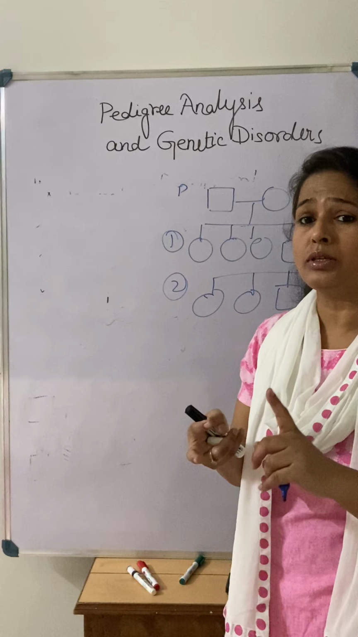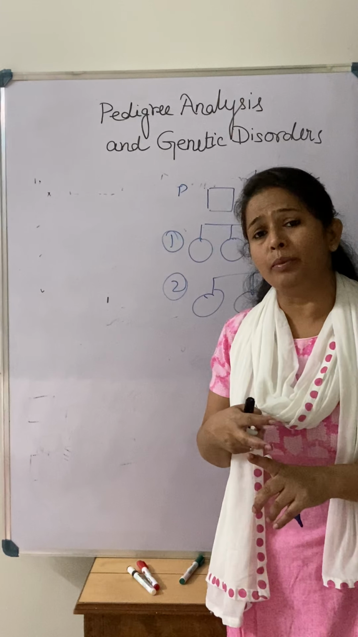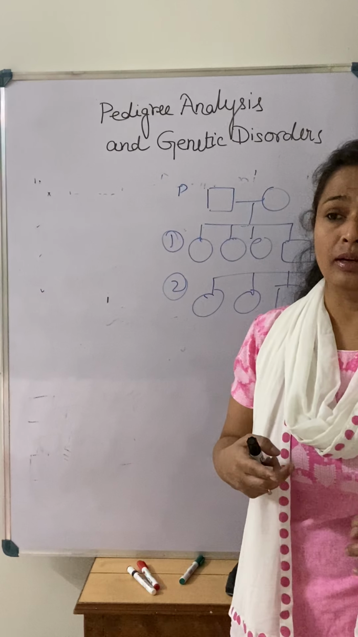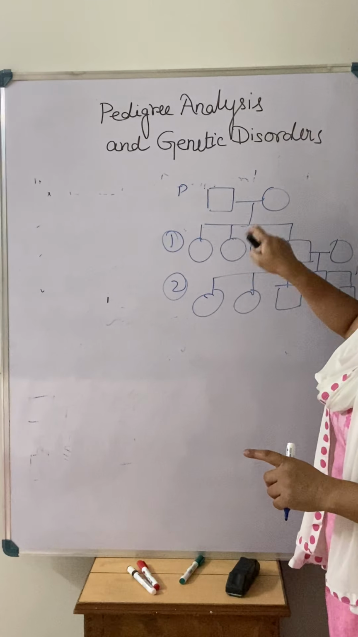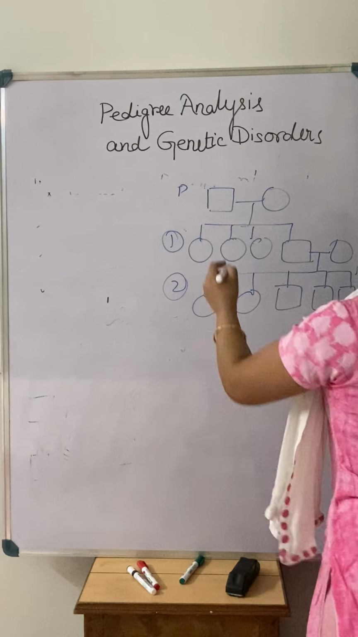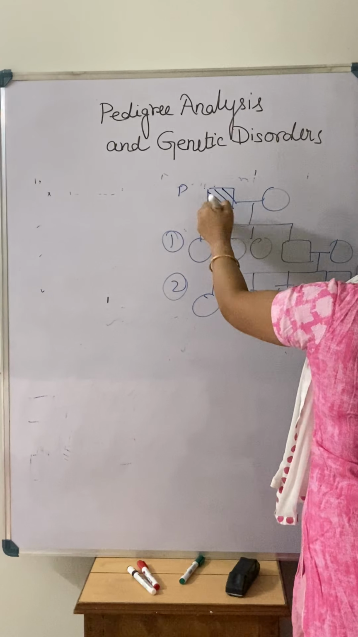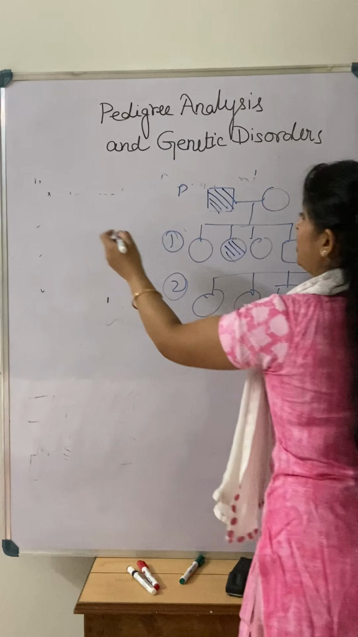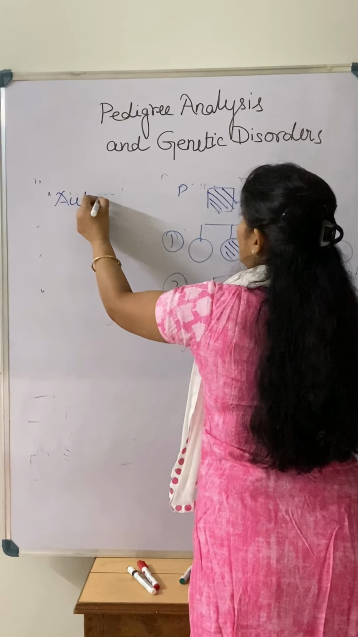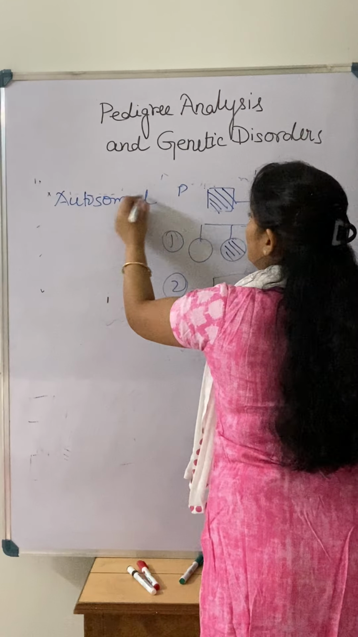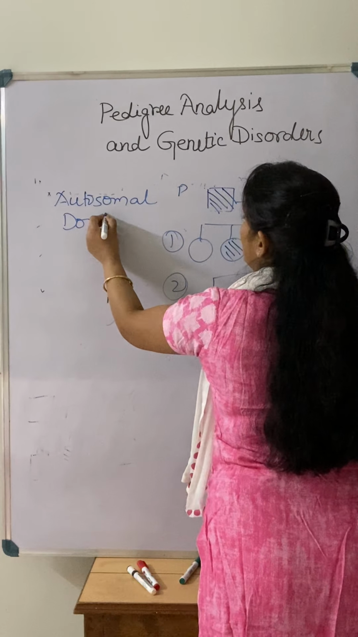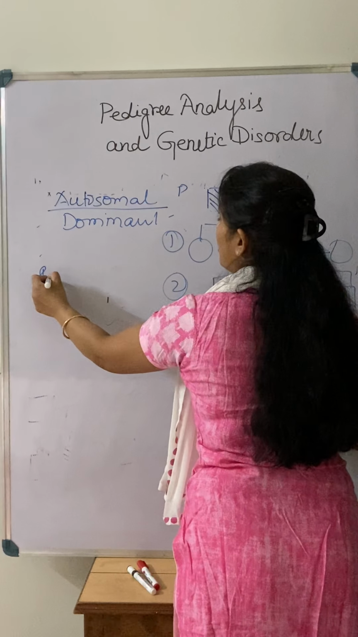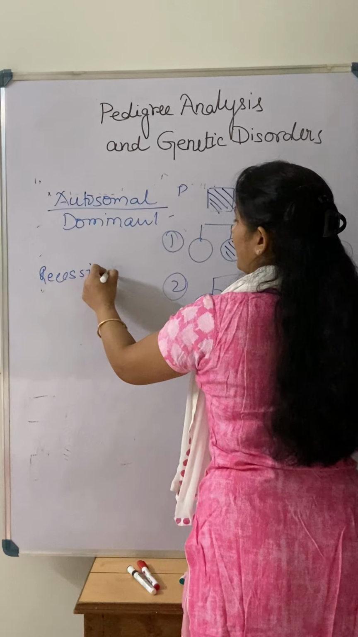So what is the meaning? The first rule I have told you for the autosomal dominant is, if parents are unaffected, individuals are unaffected. Parents are unaffected, individuals are unaffected. If parents are affected, individuals are affected. Because we are talking about the autosomal dominant, right? These are the autosomal diseases, autosomal dominant or autosomal recessive.